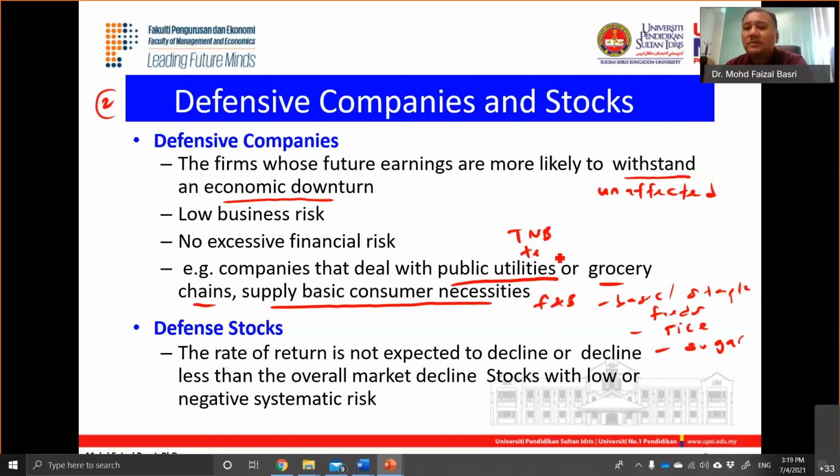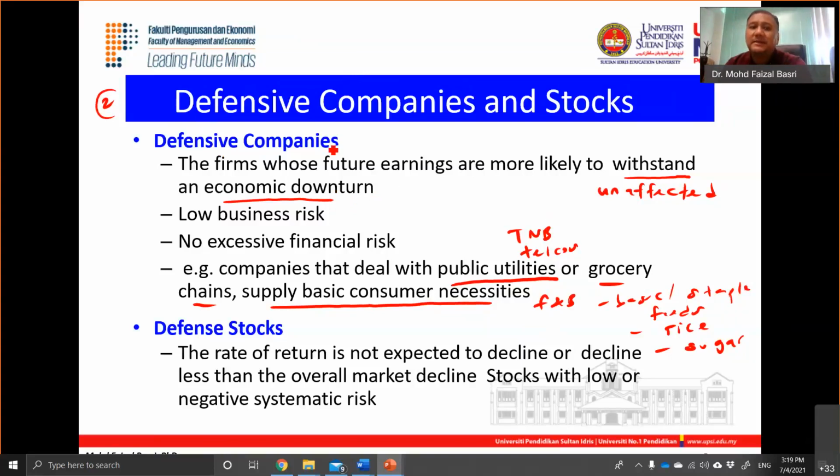Companies related to telcos, maybe, because we still need communication, right? Internet. So these companies, we cannot say that they will stay strong, but somehow they will either stay the same, as I said, or they can perform better during economic downturn. So that's why they are known as defensive. So they will not go down together with the economy, because some industry, when the economy is going down, their performance will go down as well.